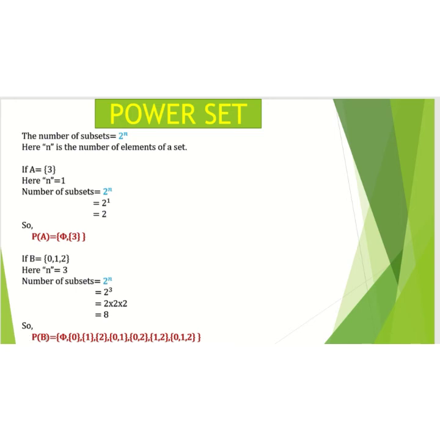The power set of set B would be equal to the null set, because null set or empty set is the proper subset of every set. Then we are going to write the subsets of one element, that is {0}, {1} and {2}. Then we are going to write the subsets of 2 elements, that are {0, 1}, {0, 2} and {1, 2}. Then we are going to write the last subset, that is {0, 1, 2}, because every set is an improper subset of itself.